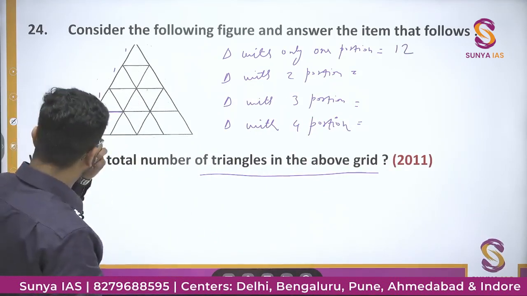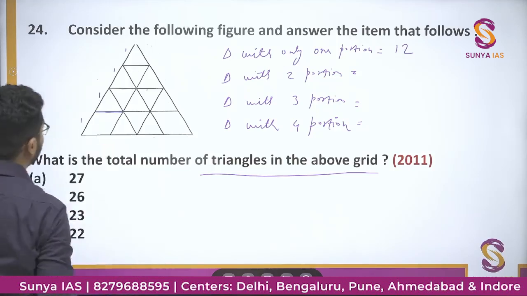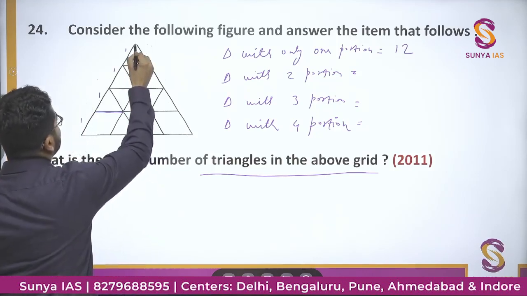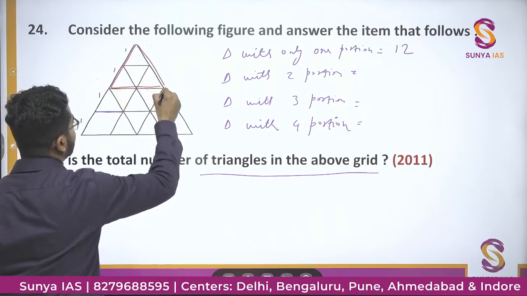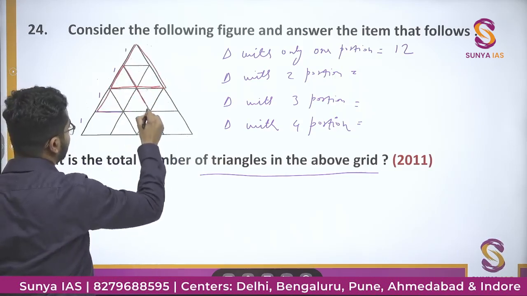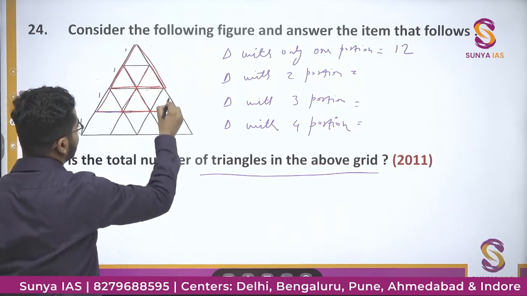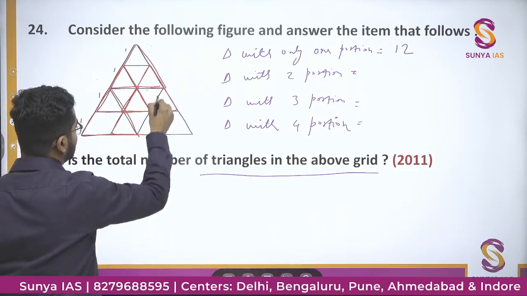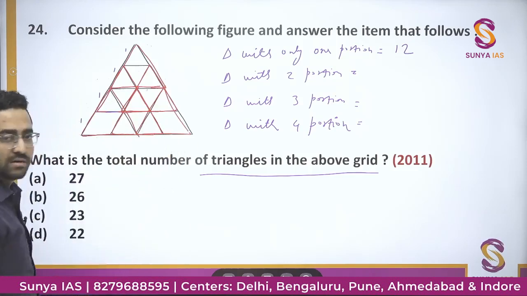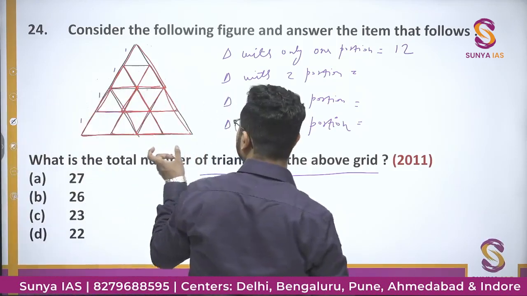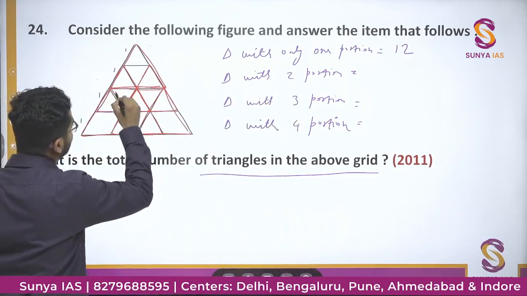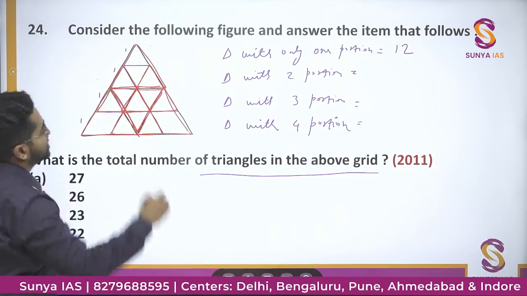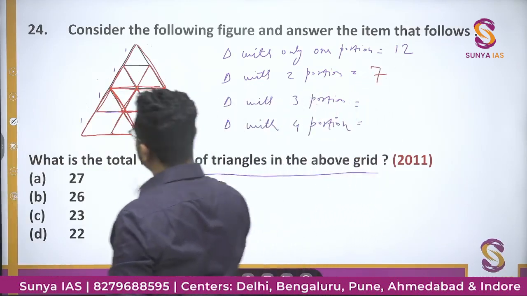Then triangle with two portions. So if I take this color, triangle with two portions. Two se dekho aap. So this is 1, 2, 3, 4, 5, 6. Is it over? Only 6? No, you have missed this triangle. This is also a triangle with only 2 portions, 1 and 2. So total 7 such triangles. Very nice. हमने 7 ये काउंट कर लिए.